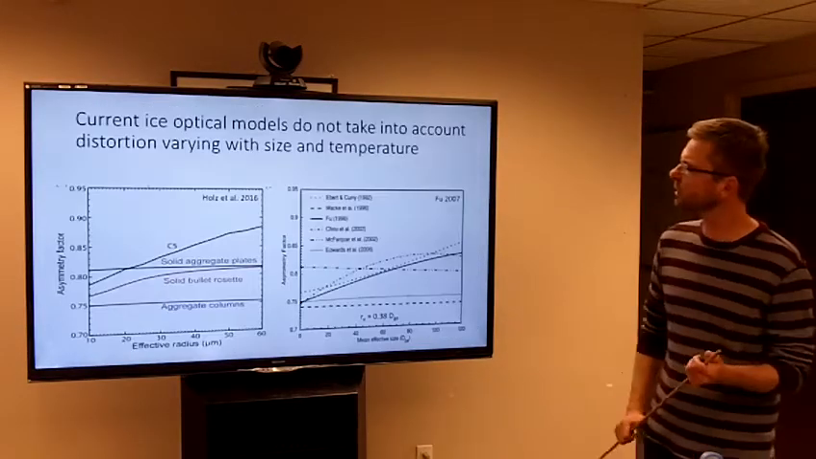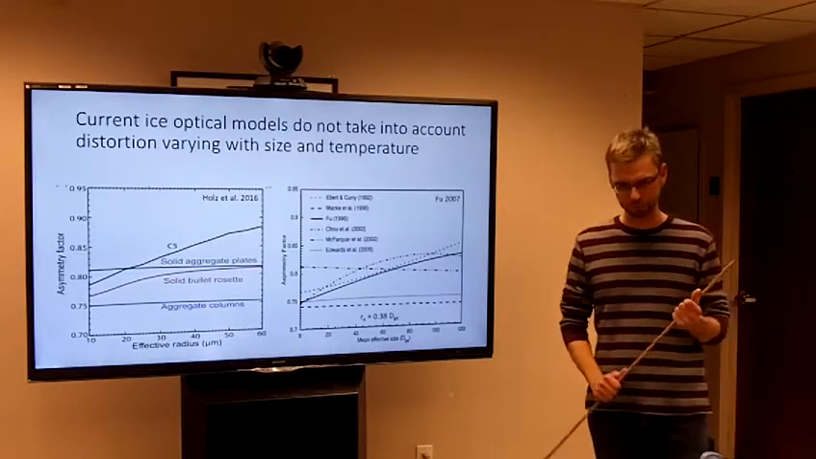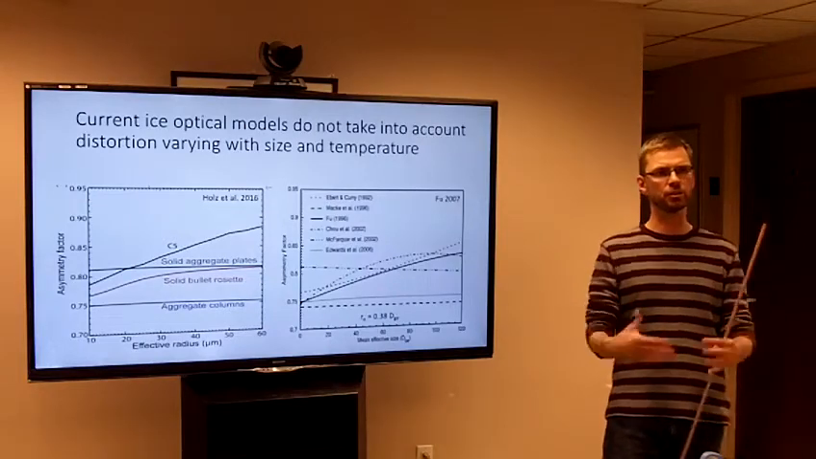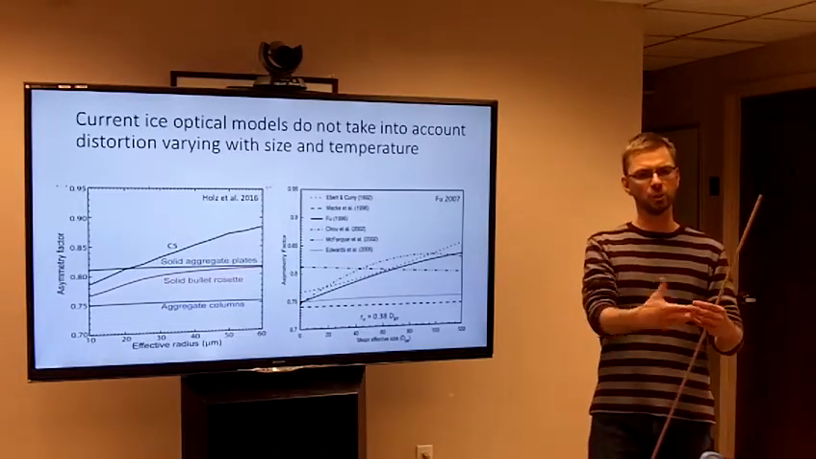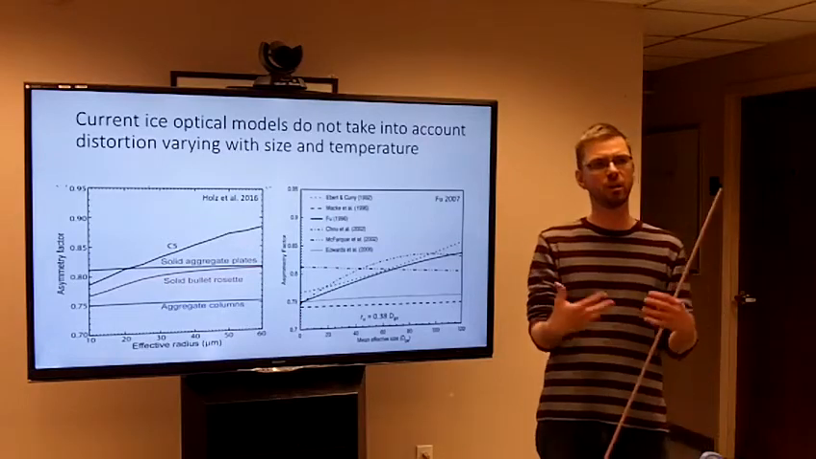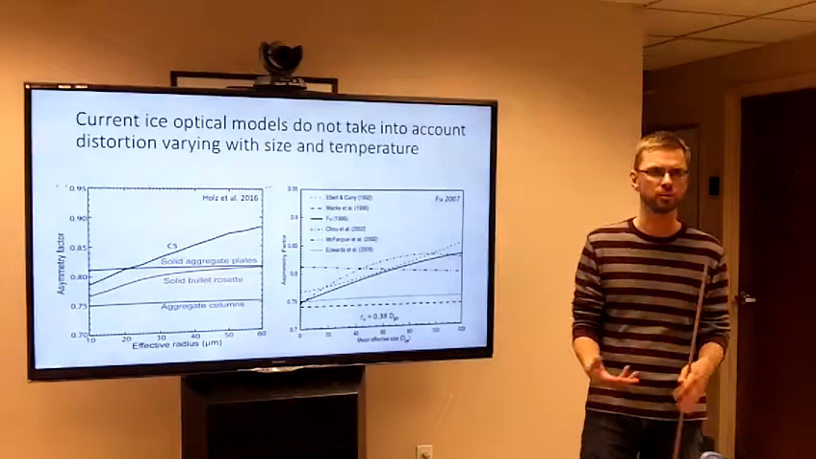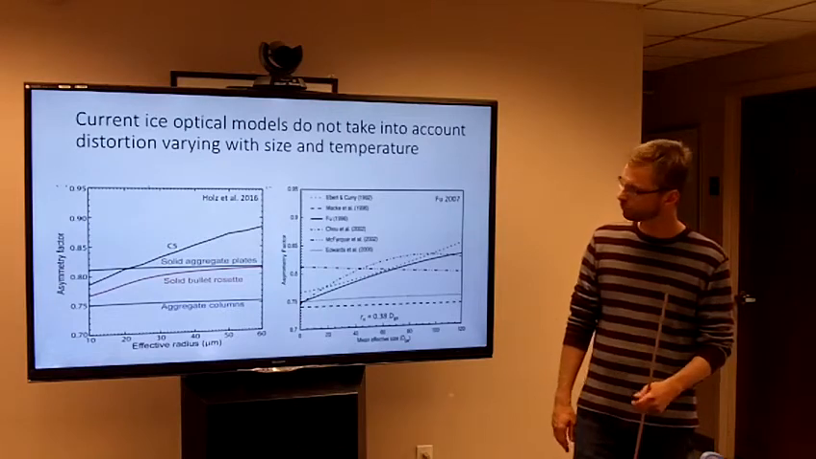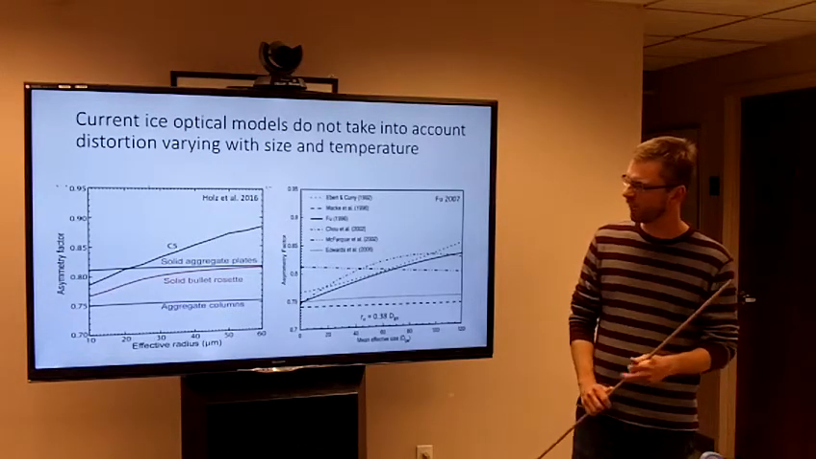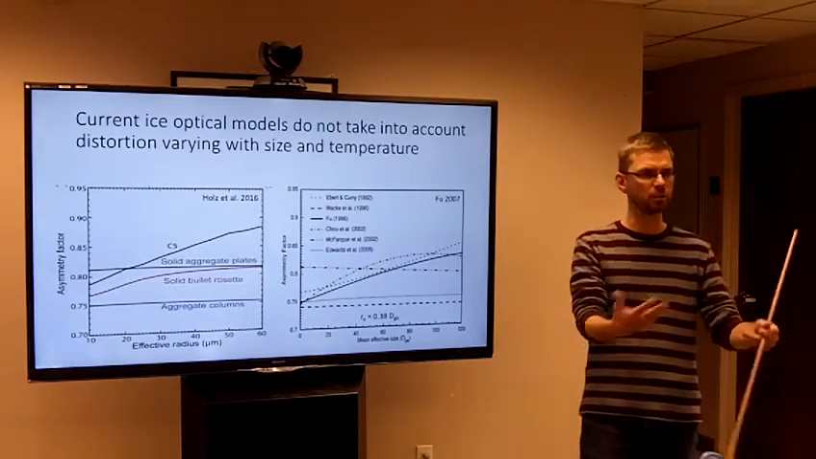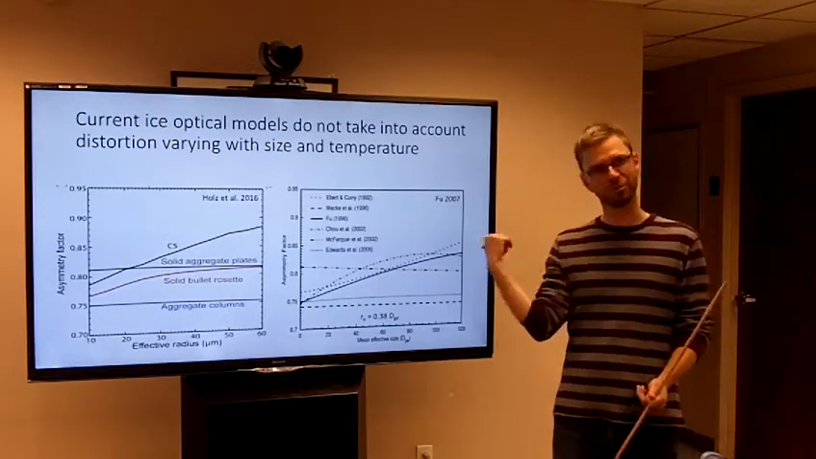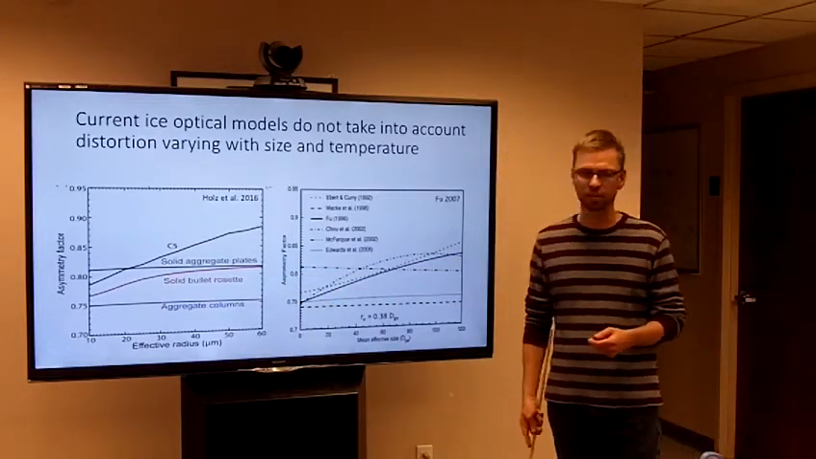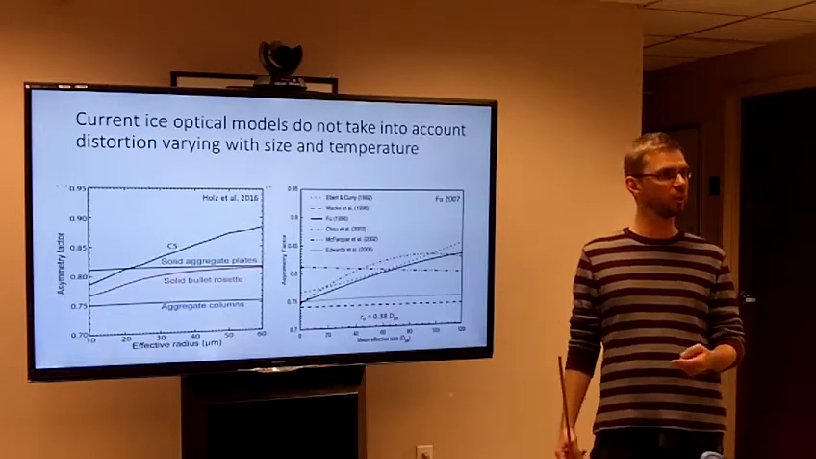So finally, this is relevant because of current ice optical models, this roughness or distortion. We know that we should apply some distortion to these crystals, but it's really not known how much, and it's not known how it depends on temperature or size or anything. Well, before now. So really, what has been done is it's not applied, or it's a single value applied.